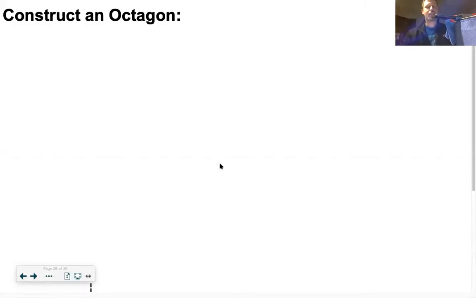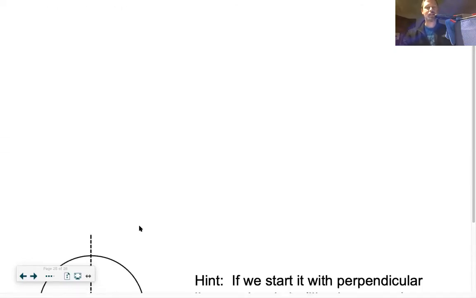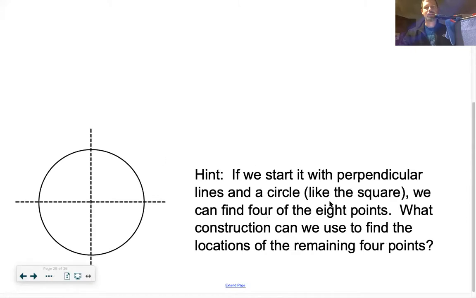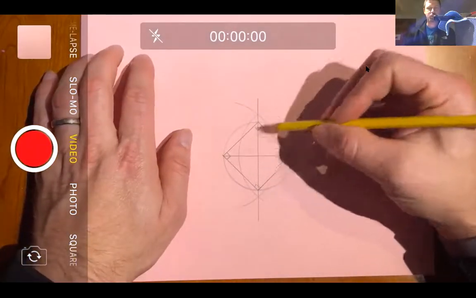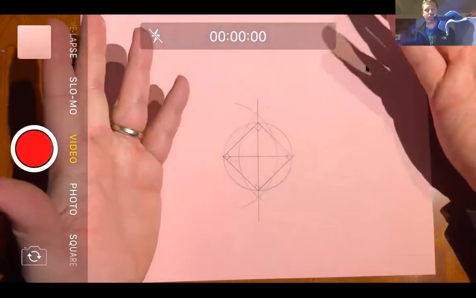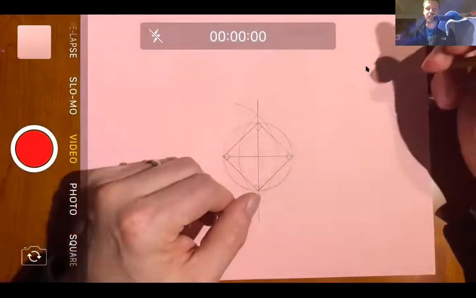All right. The last construction we're going to talk about today is constructing a regular octagon. The hint here is we're going to start it just like we did the square. But then once we make that square, we're going to have found 4 of the 8 points. And then we're going to talk about what construction we can use to find the locations of the remaining 4 points. So I have 8 points total for a regular octagon. Okay, so here I have the square that I constructed earlier. If you want to remember how to make that square, just rewind a little bit. You can watch me make that square all over again.